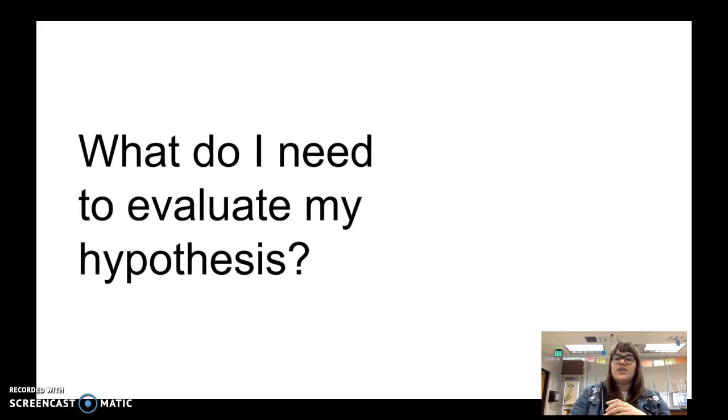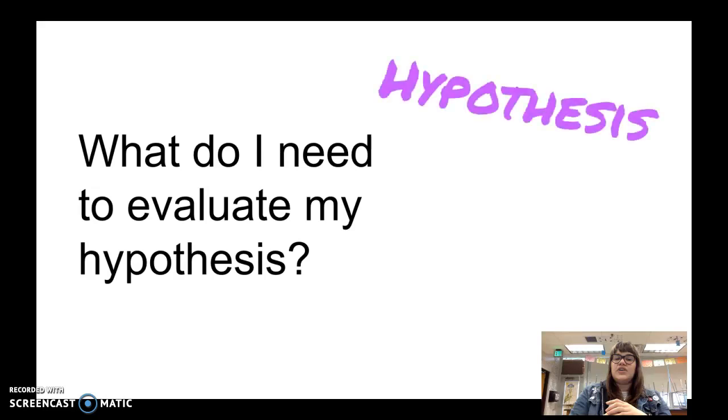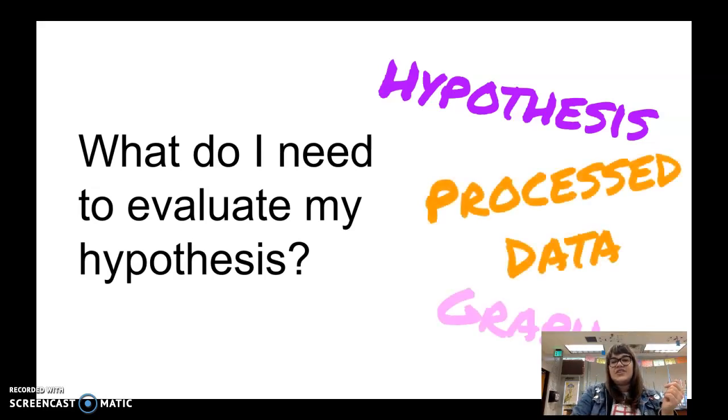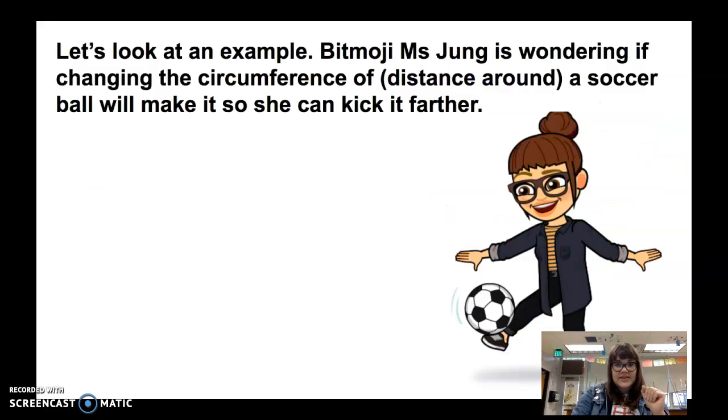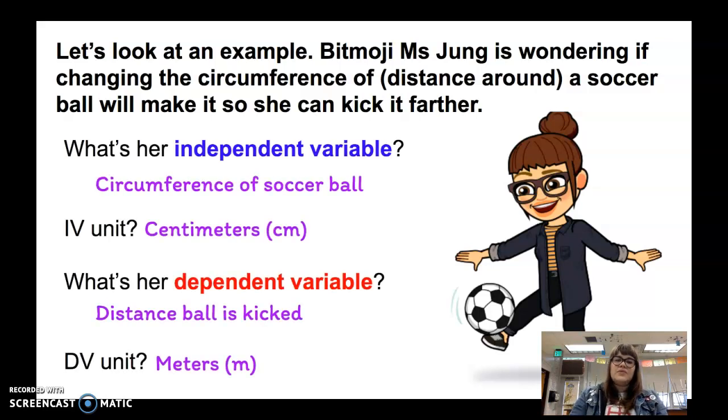So what do I need in order to evaluate my hypothesis? You are going to need a hypothesis, you are going to need process data, and you're going to need a graph. So those are the 3 pieces of information that you will need to collect before you can start evaluating your hypothesis. So we're going to use an example to show how to fill this out. So remember, the example we've been using in these videos is that Bitmoji Ms. Jung is wondering if changing the circumference of a soccer ball, which is the distance around it, will make it so that she can kick it farther. Our independent variable was the circumference of the ball, and the unit is centimeters.